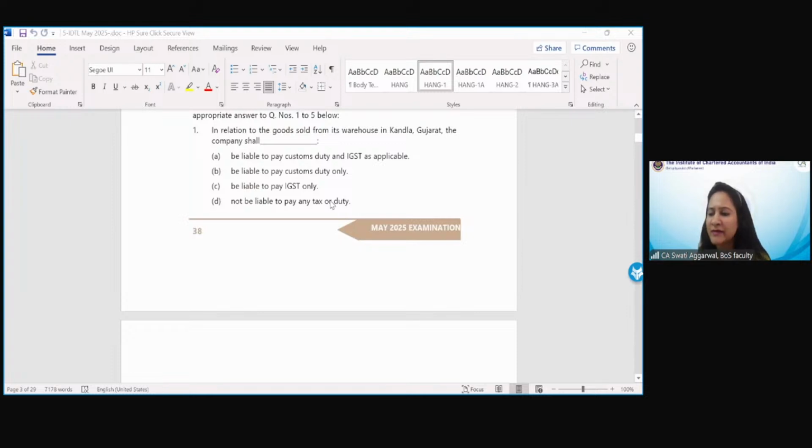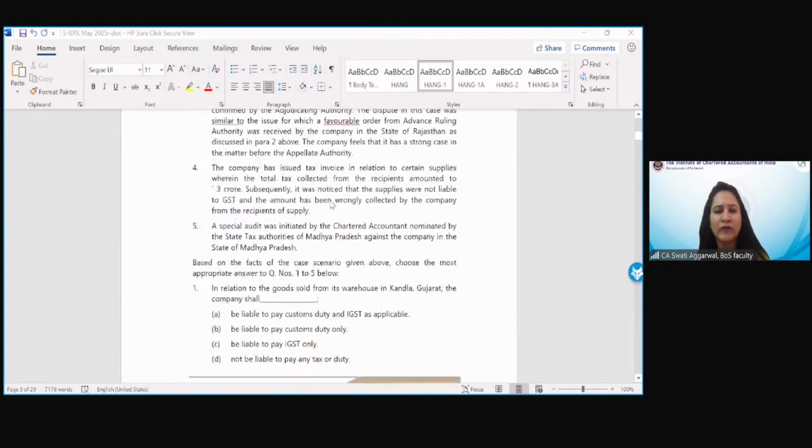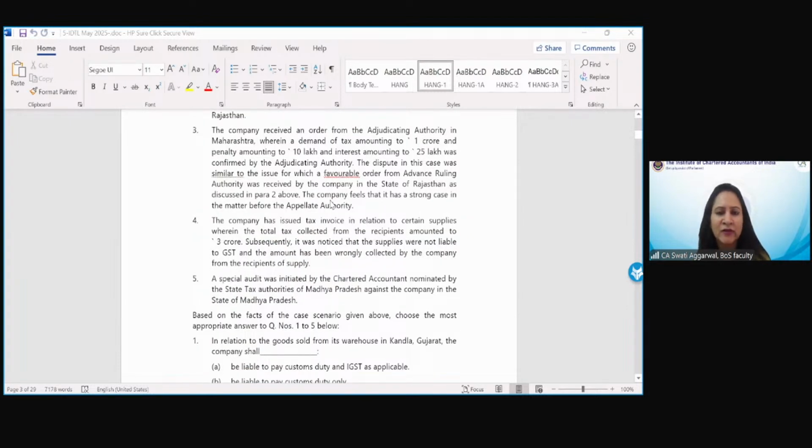And here the whole amount is disputed, but you have to calculate 10% of not the tax plus interest plus penalty. You just have to consider 10% of the tax amount, right? So 10% of the tax amount, the correct answer is C, rupees 10 lakh.